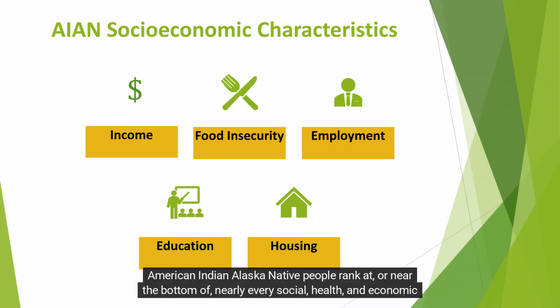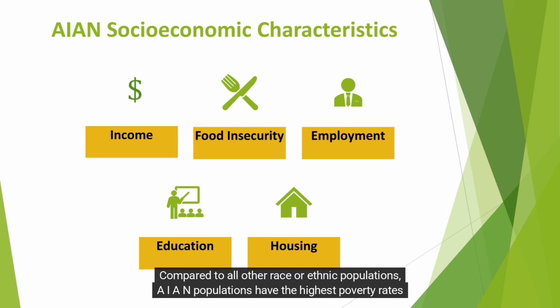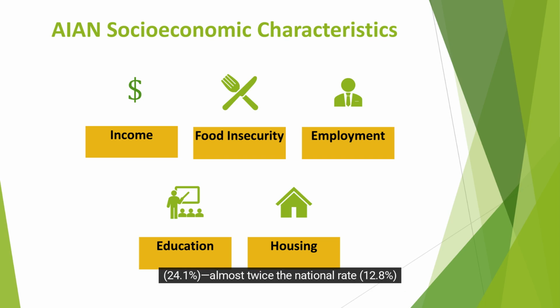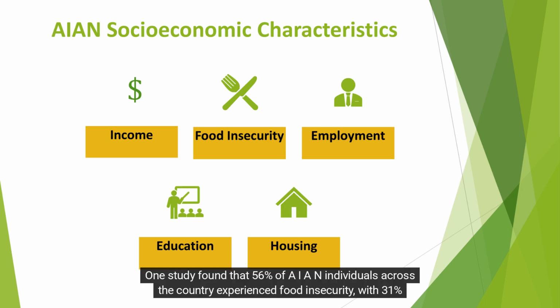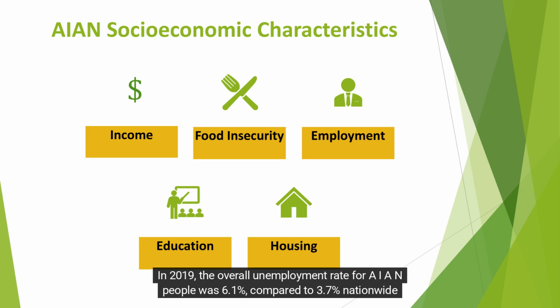American Indian Alaska Native people rank at or near the bottom of nearly every social, health, and economic indicator. Compared to all other race or ethnic populations, AIAN populations have the highest poverty rates, 24.1%, almost twice the national rate, 12.8%. One study found that 56% of AIAN individuals across the country experienced food insecurity, with 31% reporting very low food security. In 2019, the overall unemployment rate for AIAN people was 6.1%, compared to 3.7% nationwide.